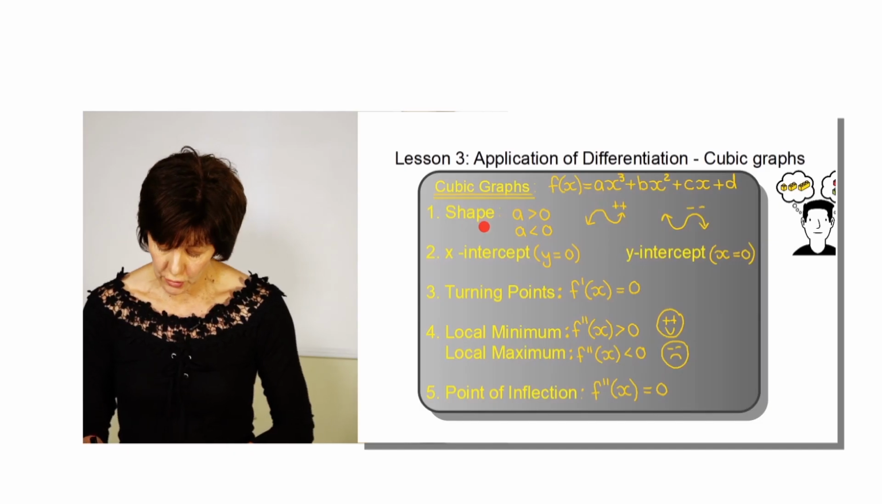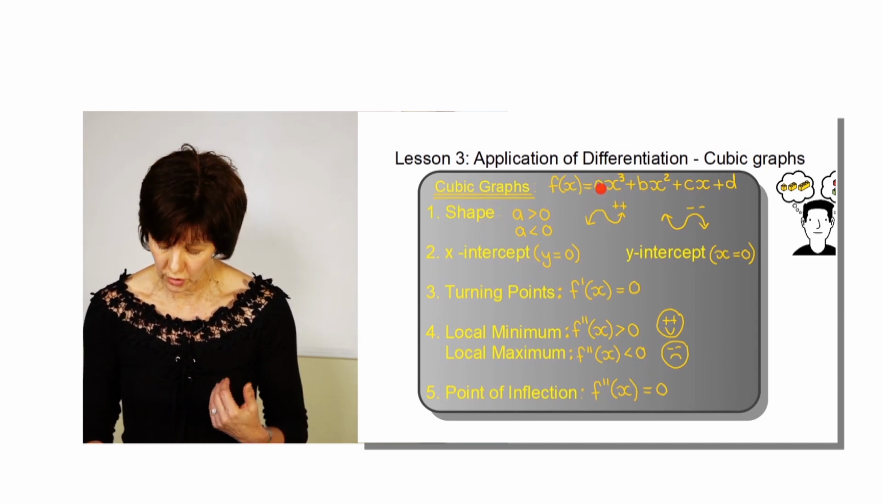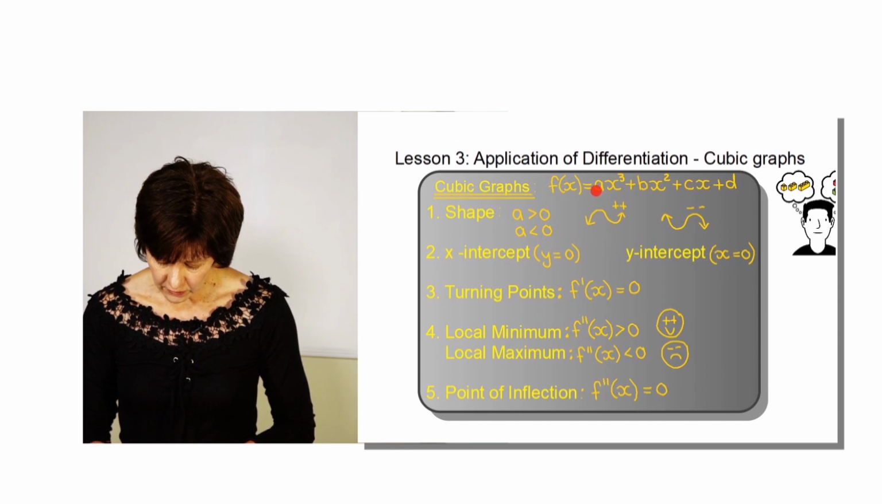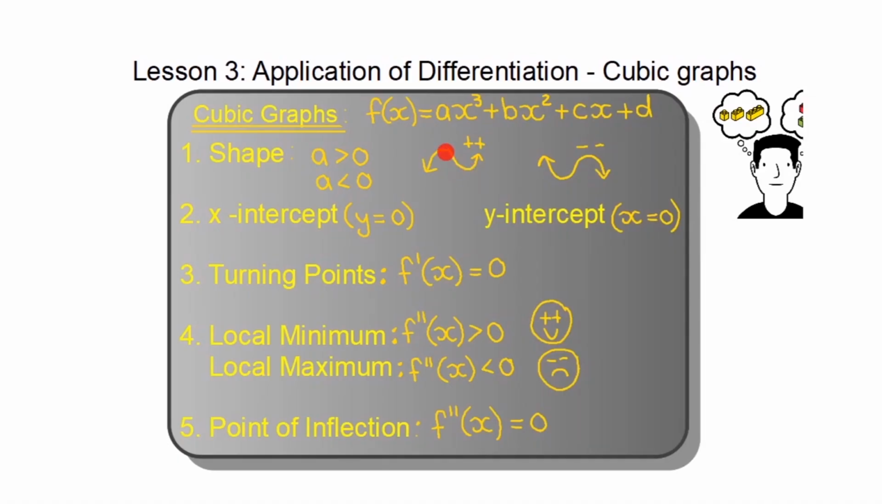So, if I want to know the shape of this cubic graph, I can look at the a value, the value in front of the x cubed. If this value is greater than 0, in other words positive, how I remember it is I remember the smiley face and then I add a little tail in front. If a is less than 0, in other words, it's a negative value, I remember that sad face and then I add a little tail in front, so that will remind me how the shape will look.